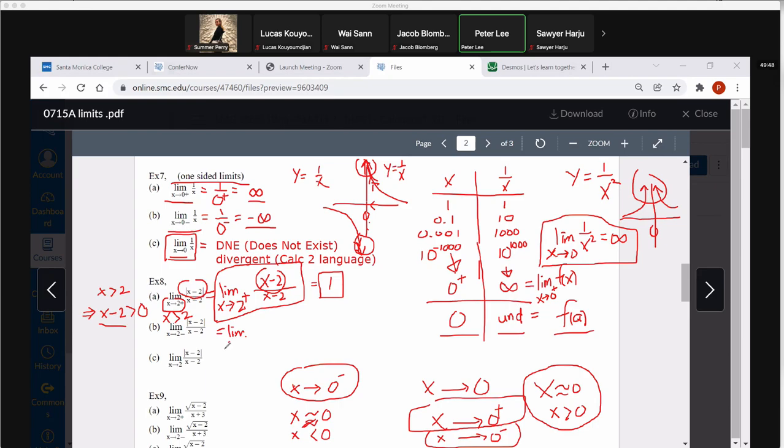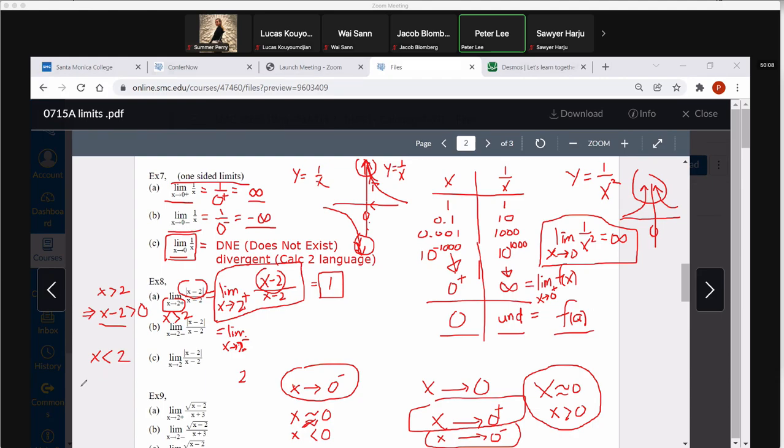Again, this is also a 0 over 0 form. This time x is approaching 2 minus. X approaching 2 minus, what does that mean? What that means is x is less than 2.